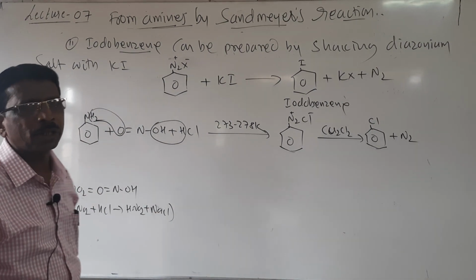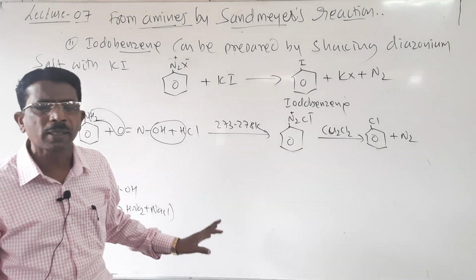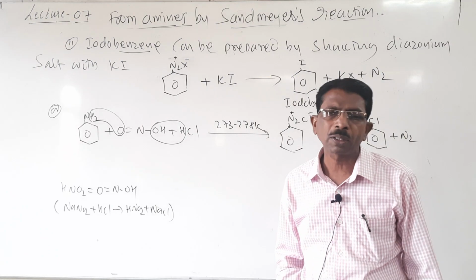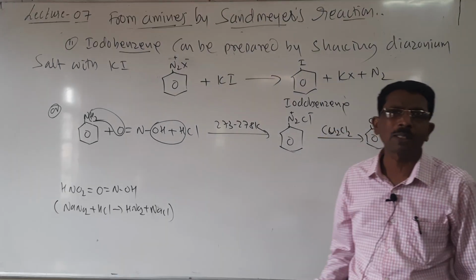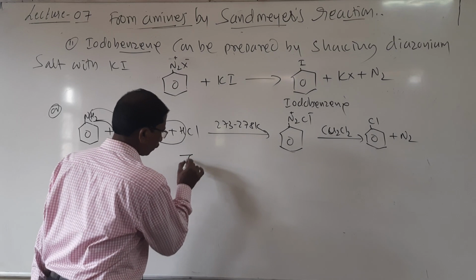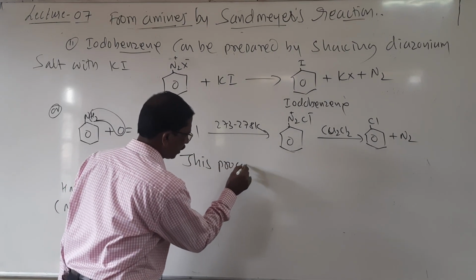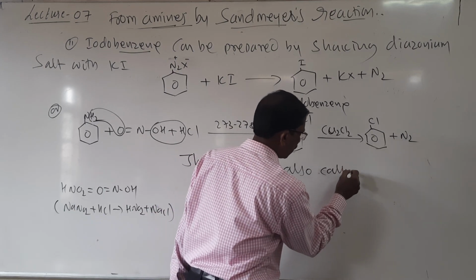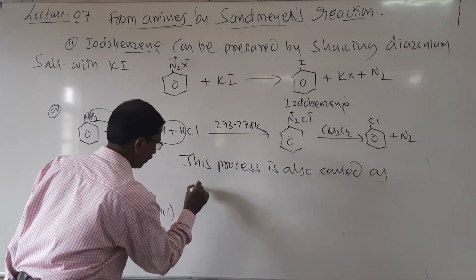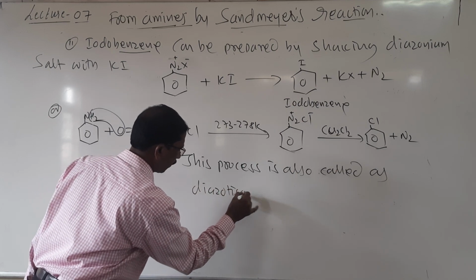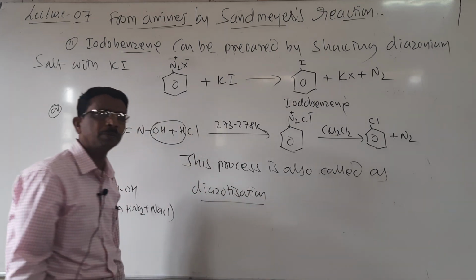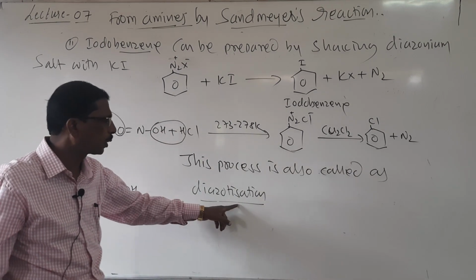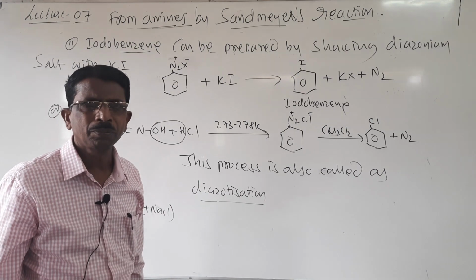So it is Sandmeyer's reaction, and this process is also called diazotization, because of the formation of this diazonium salt. Diazo, two azo groups, N2, are formed, and the process is called diazotization.